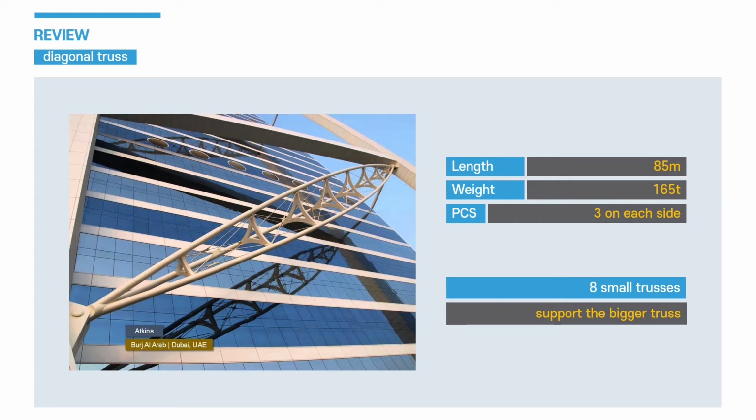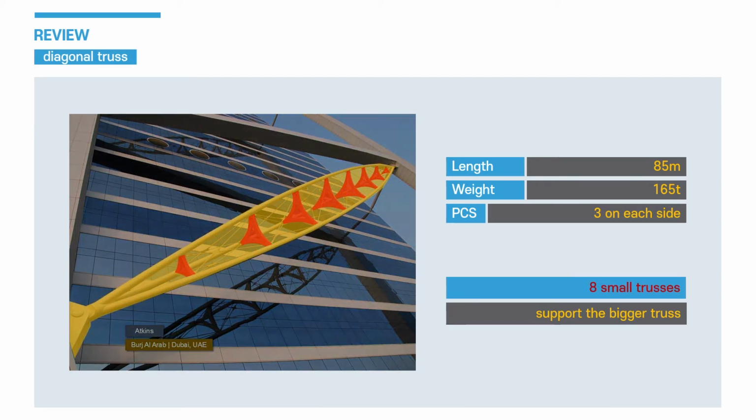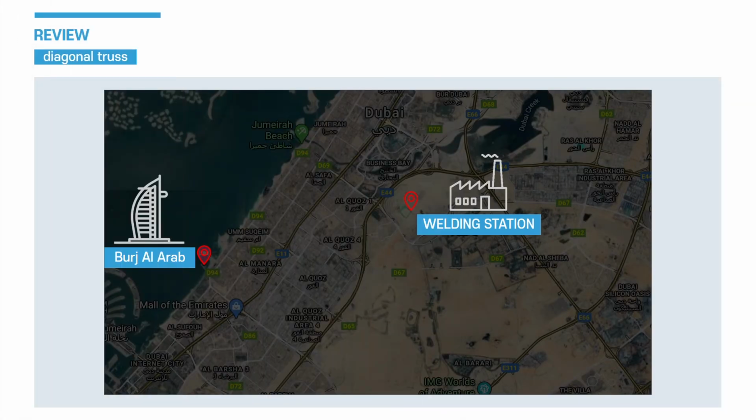The structure is 85 meters long and weighs 165 tons, with 3 on each side. Inside, there are 8 small triangular structures, and the pins on both sides are made for excellent construction. The spiral truss structure was made at a welding station about 15 kilometers from the Burj Arab, because it was not a situation where it could be assembled in several parts. The transfer was prepared with the complete structure.